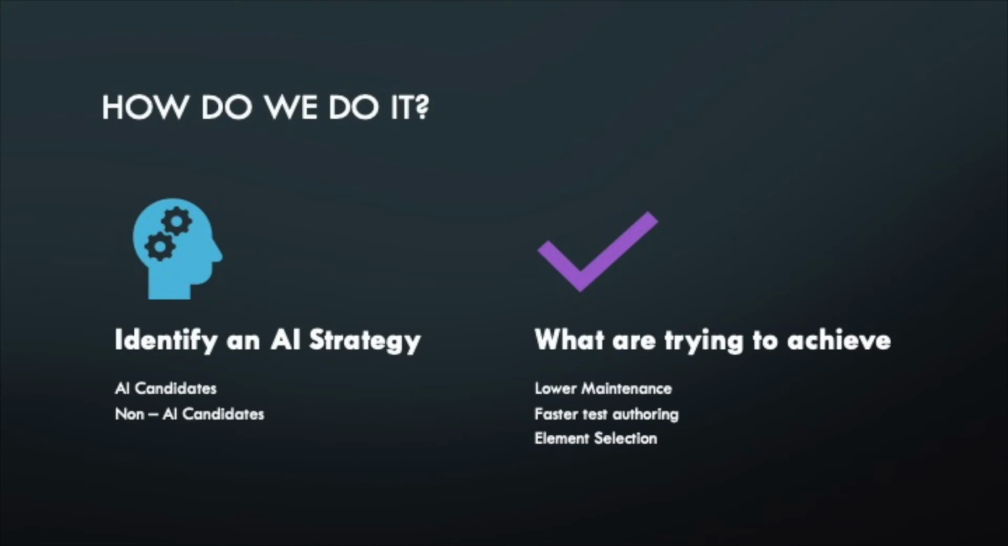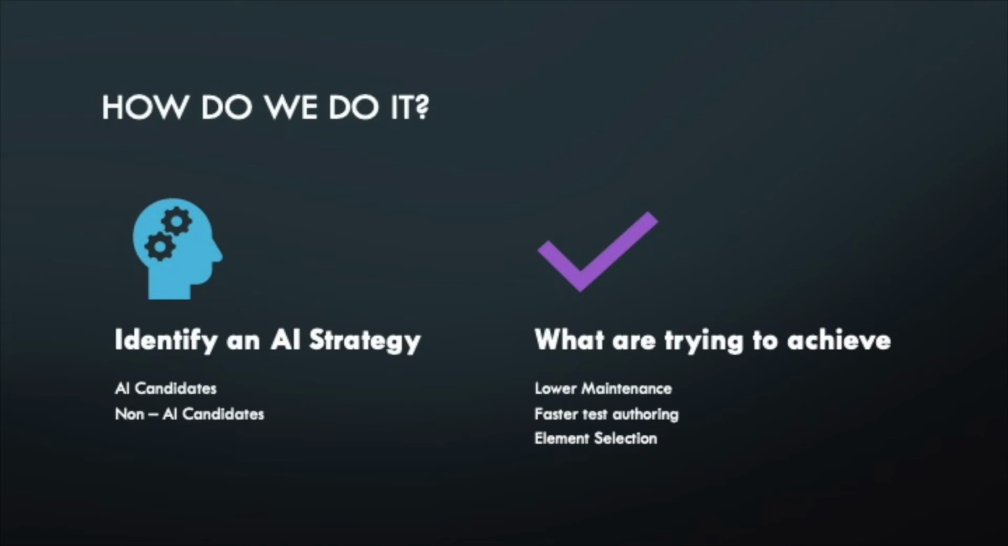Before we integrate our convolutional neural network into our Selenium page object model, we want to identify an AI strategy. So we want to identify what are AI candidates and what are our non-AI candidates. What do we want to automate using AI and what do we want to keep manual? In this case, we want the AI to define our web elements for us via the convolutional neural network.